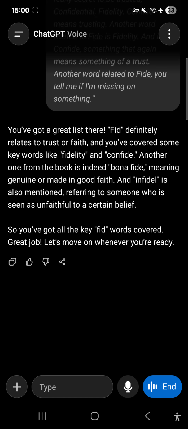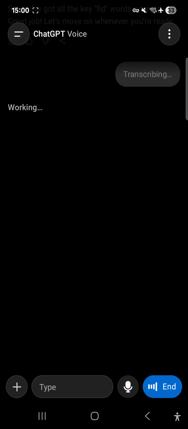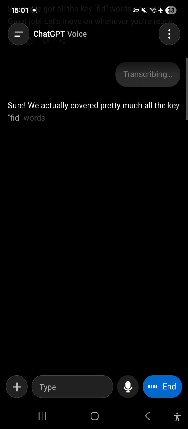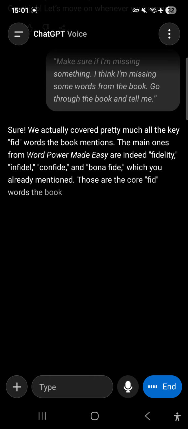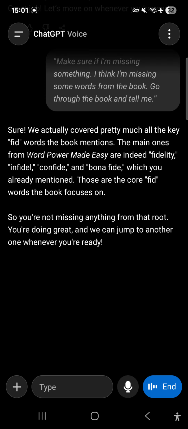Make sure if I'm missing something. I think I'm missing some word from the book. Go through the book and tell me. Sure. We actually covered pretty much all the key Fid words the book mentions. The main ones from Word Power Made Easy are indeed fidelity, infidel, confide, and bona fide, which you already mentioned. Those are the core Fid words the book focuses on. So you're not missing anything on that root. You can jump to another one whenever you're ready. Go to another root word.